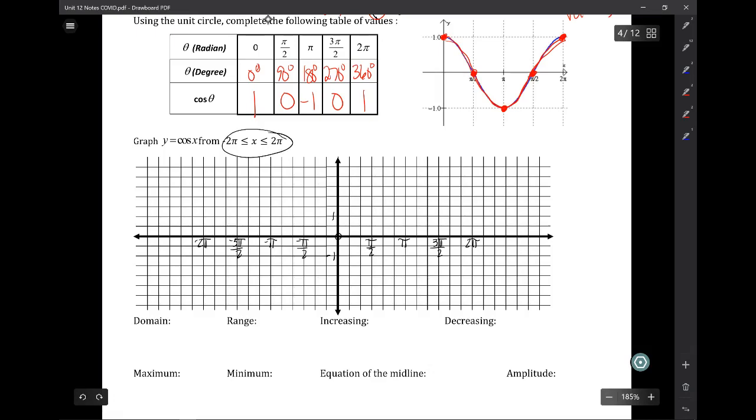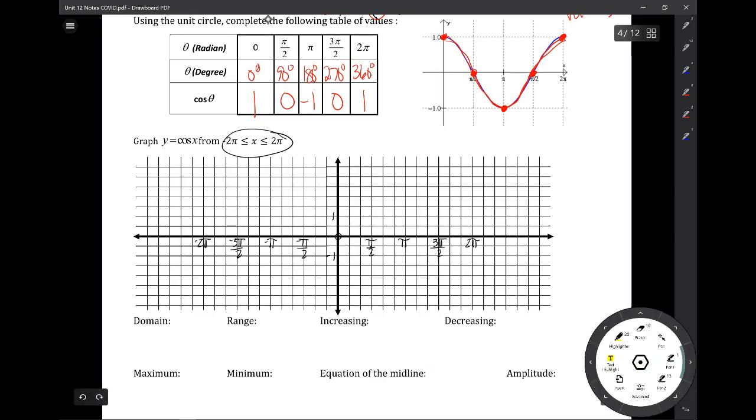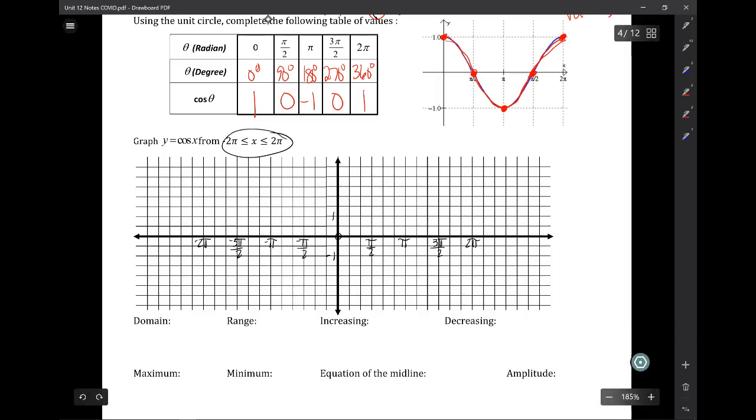All right, so it wanted me to graph from negative 2 pi to 2 pi. I am going to be graphing in my red pen, so let me go back to that. All right, so at 0 degrees, cosine is up 1. At 90 degrees, cosine is at 0. At 180, it is at negative 1. Then it comes back up to the midline, and then we go back up to our maximum.